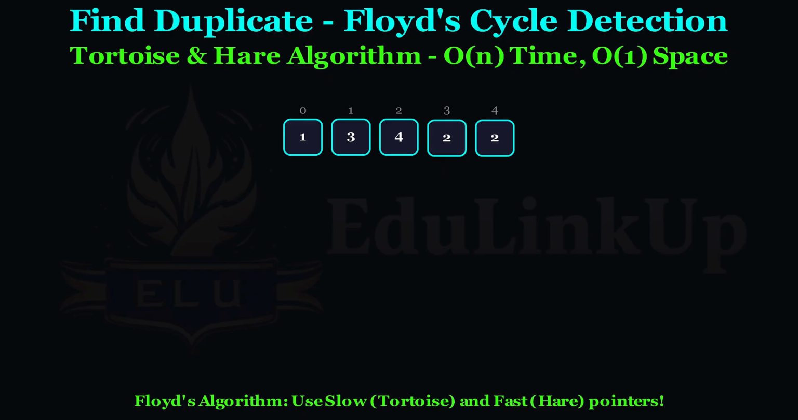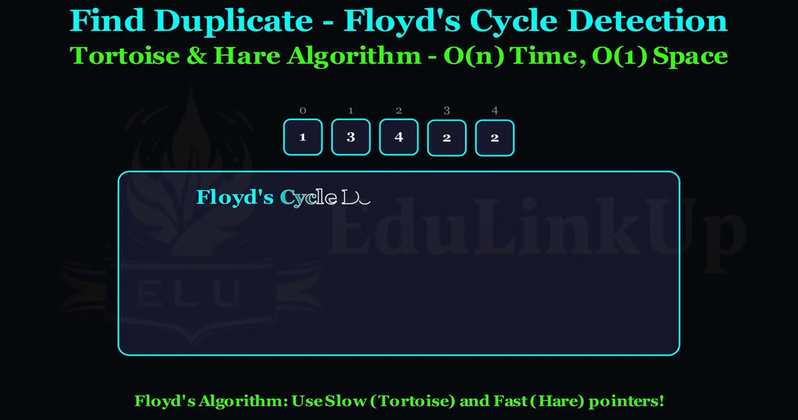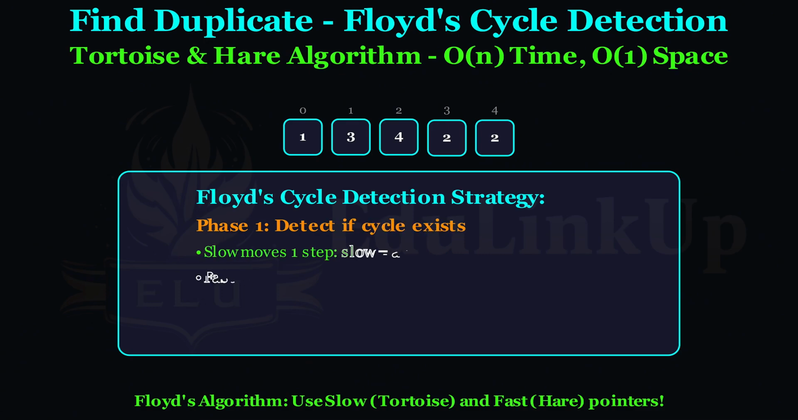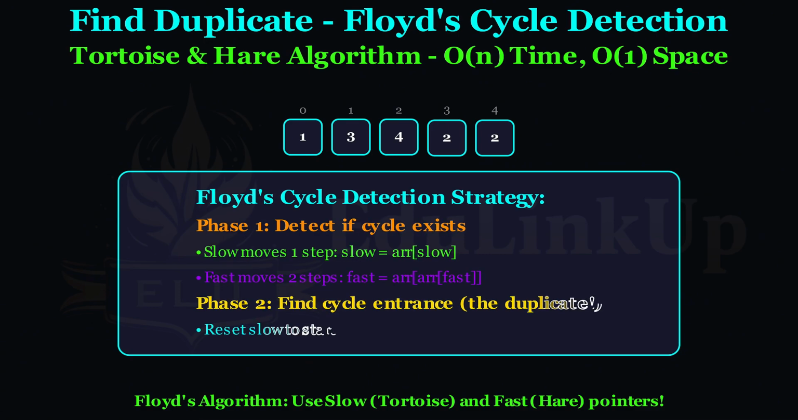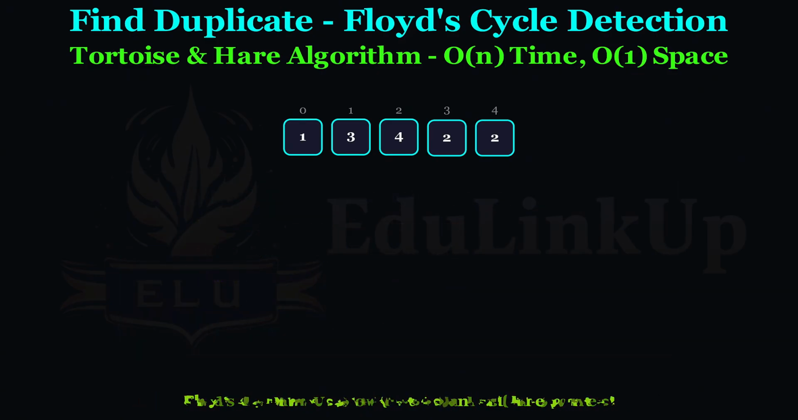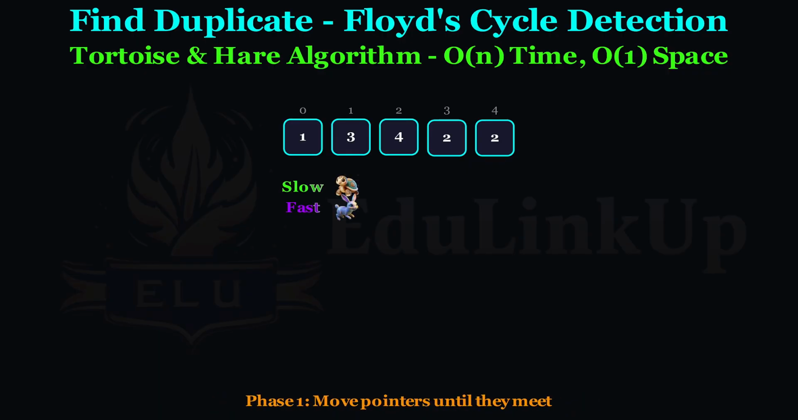Floyd's strategy has two phases. Phase 1 detects if a cycle exists. The slow pointer moves one step at a time using array of slow and the fast pointer moves 2 steps. Phase 2 finds the cycle entrance, which is the duplicate. We reset the slow pointer to the start and keep the fast at the meeting point.